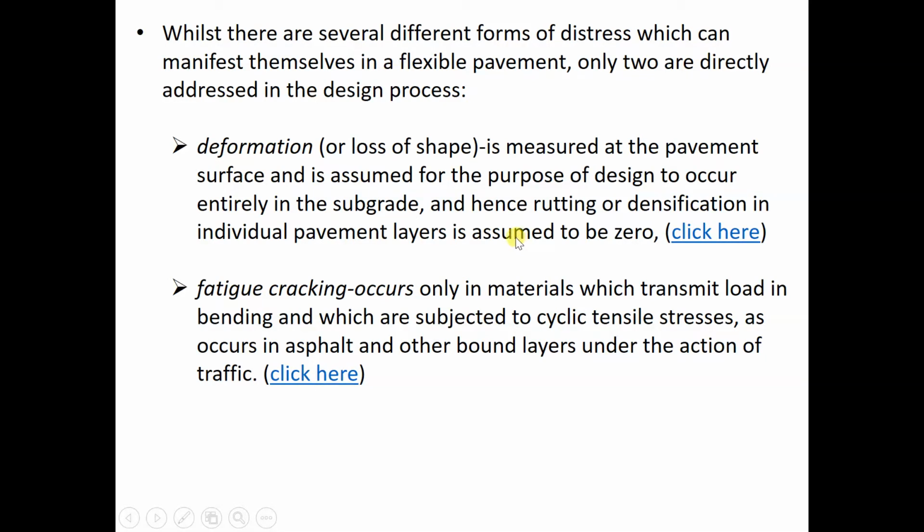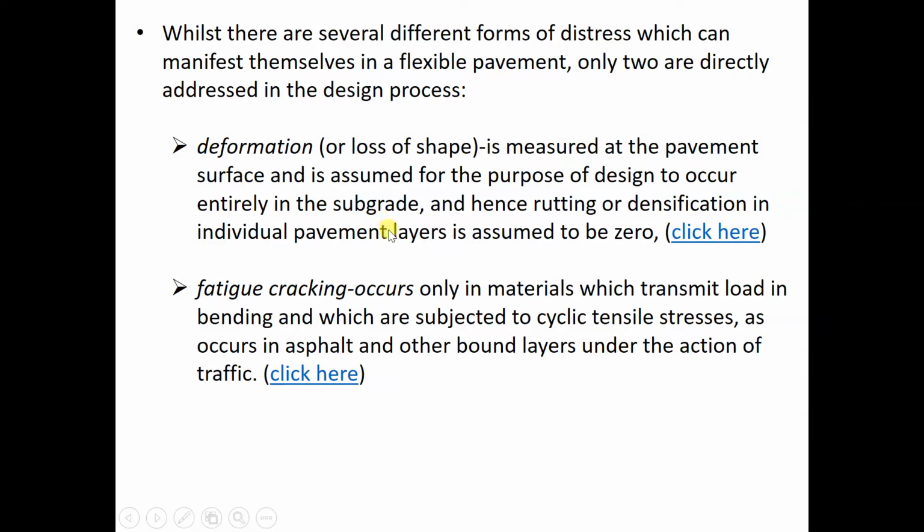densification in individual pavement layers is assumed to be zero. That means we assume that the deformation occurs entirely at the subgrade. So even though we see the wearing course could sink down, for the purpose of design, the rutting or densification in individual pavement layers is assumed to be zero. So the top layers we don't consider as deformations, but only for the subgrade.